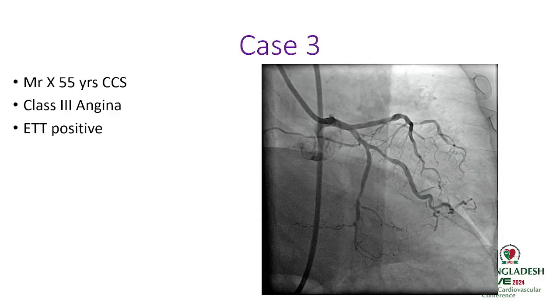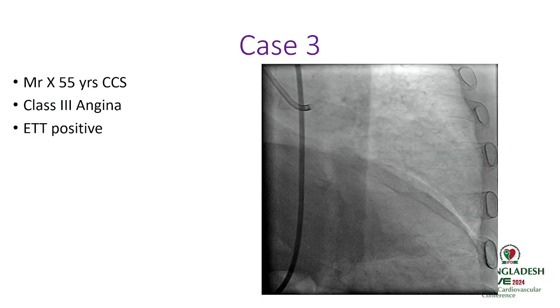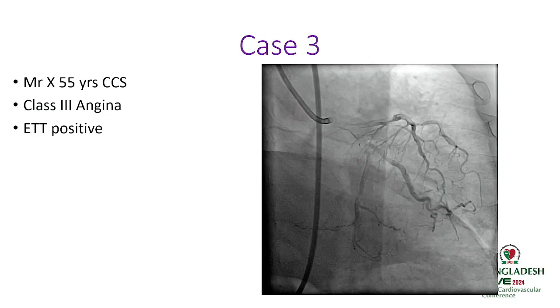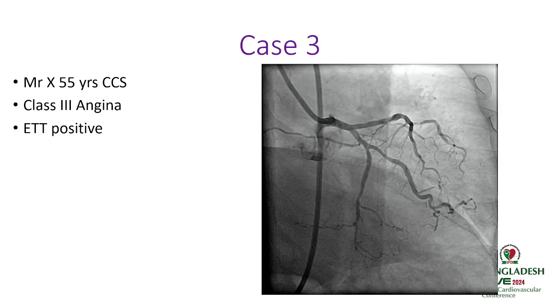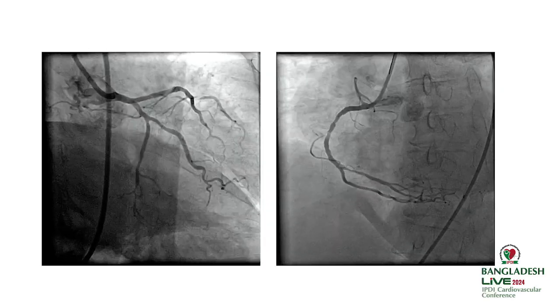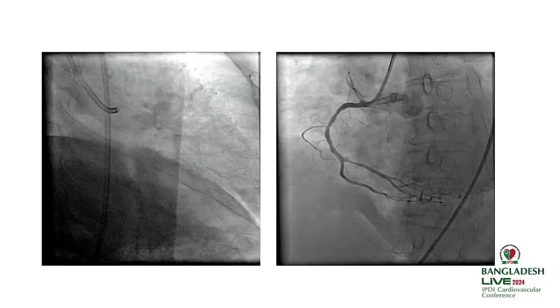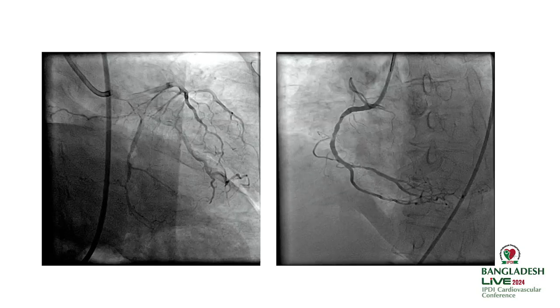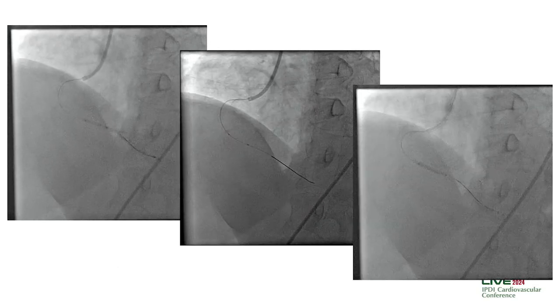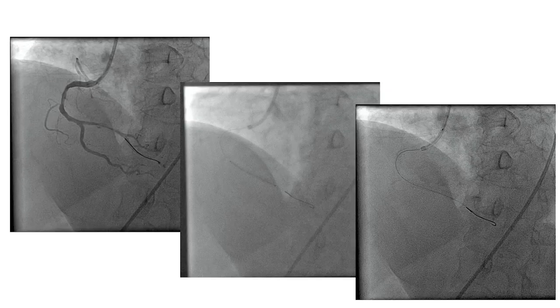And my third case, Mr. X, 55 years, CCS class 3 angina, ETT positive. On the left side, there is no significant lesion. And on the right side, there's a lesion in the proximal part of the PDA. As the patient was symptomatic and ETT positive, we had the plan for PCI to the RCA. We wired the RCA and we did pre-dilatation with a 2 into 12 millimeter balloon. Then we had a plan to stent the PDA.